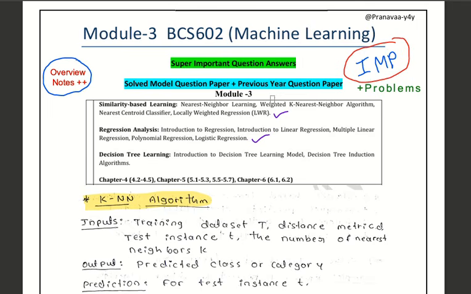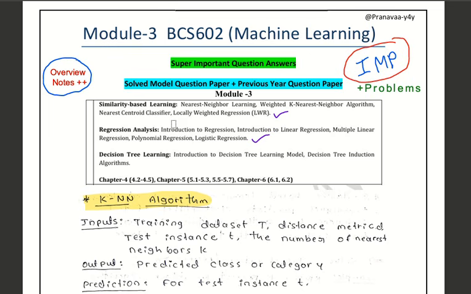Okay, so far we have covered the first module and second module of this machine learning subject, code BCS602, 6th semester VTU syllabus. In this video we are discussing Module 3, the important concepts and topics along with the numerical problems. So it covers the entire module overview. Okay, let's start one by one.